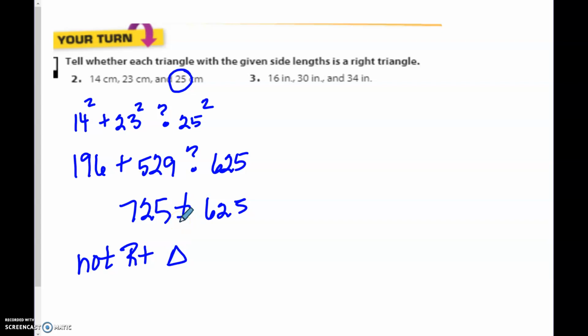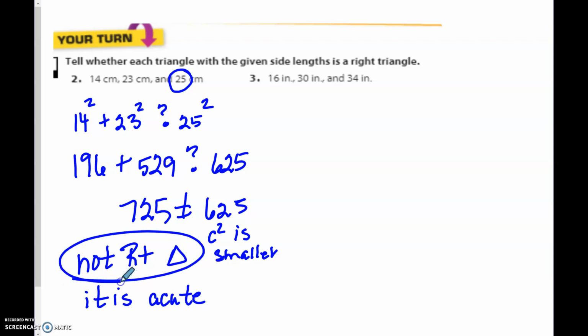So now let's see if we can take that one step further. Can you tell me if this is an acute triangle or an obtuse triangle? Well, this is C squared. C squared is smaller. So if it's smaller, it is acute. It is acute. I think on the test I might give you some extra credit if you can tell me that your answer is not a right triangle, which is all we're trying to see, and you can actually tell me that C squared is smaller, so it's acute. I think I might give you some extra credit on that, because that's you taking and extending the lesson.